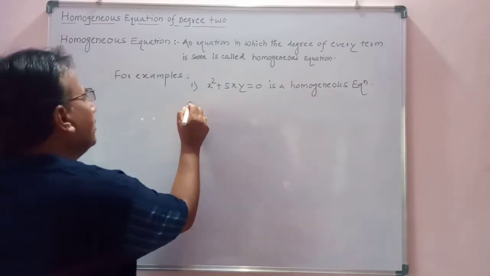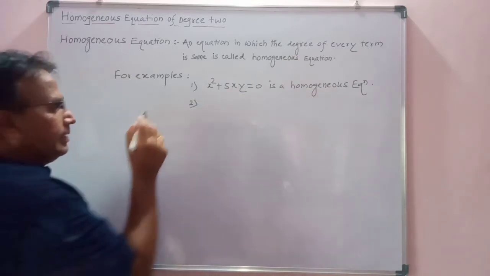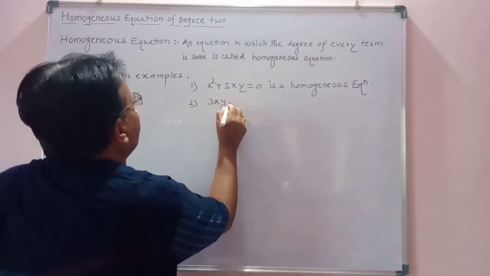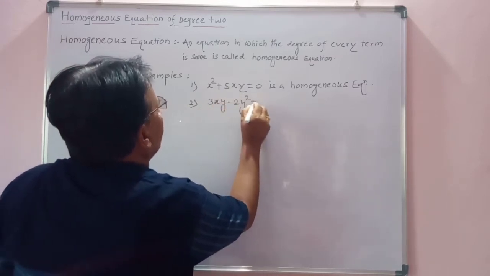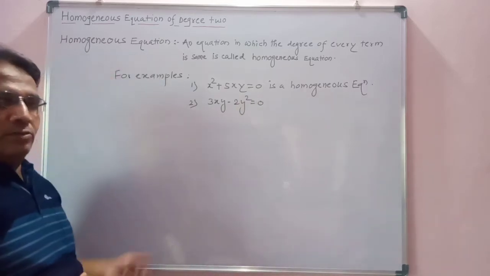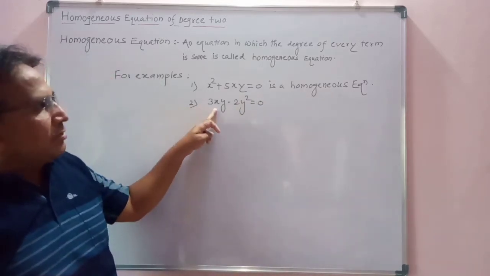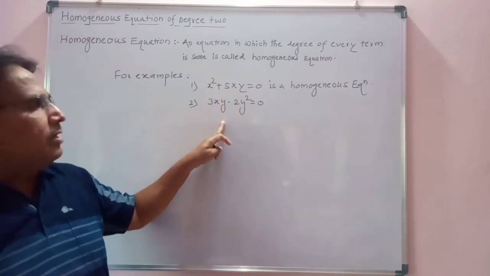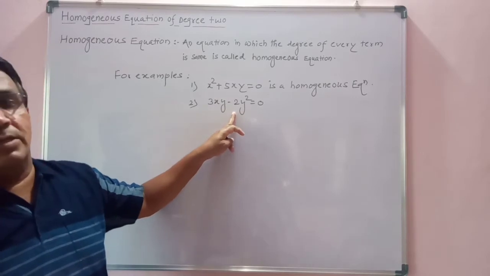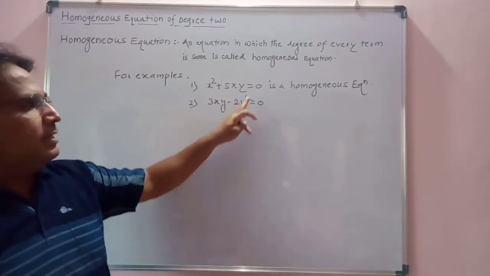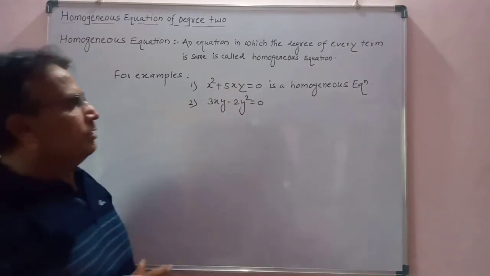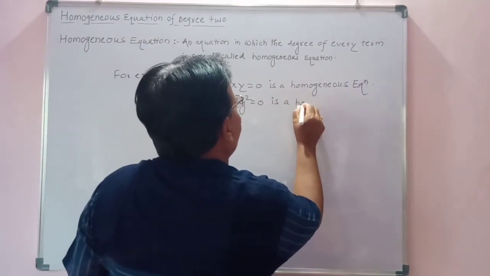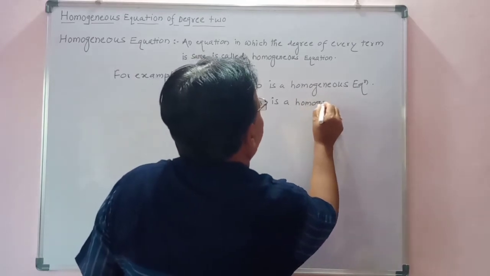For example, the second example is 3xy minus 2y square equal to 0. Is it a homogeneous equation? 3xy is degree 2. The degree of x is 1 and the degree of y is 1. Minus 2 into y square, the variable y has degree 2, so the degree of y square is 2. Therefore, it is a homogeneous equation.